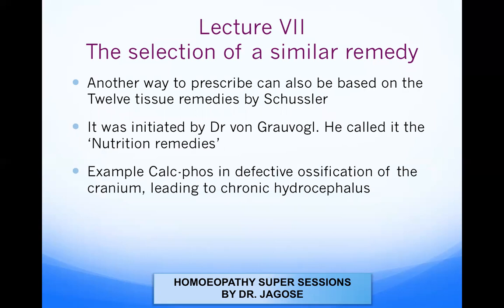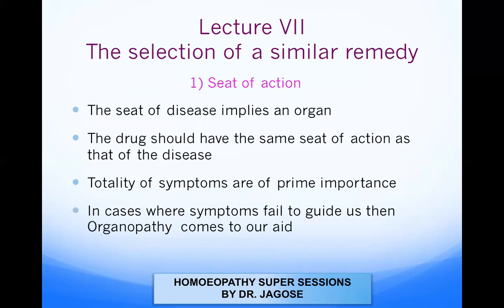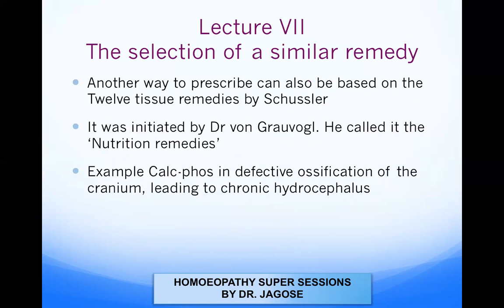It was initiated by Dr. von Grauvogl. He called it the nutrition remedies. For example, Calcarea fluorica for defective ossification of the cranium leading to chronic hydrocephalus. So another method is the method using the 12 tissue remedies, which is based on the theory of deficiency. You could either go for the totality of symptoms if the symptoms are characteristic, or if the symptoms are very few, you can use the organopathic method, or you can also use the 12 tissue remedies by Schussler, which von Grauvogl called the nutritional remedies.